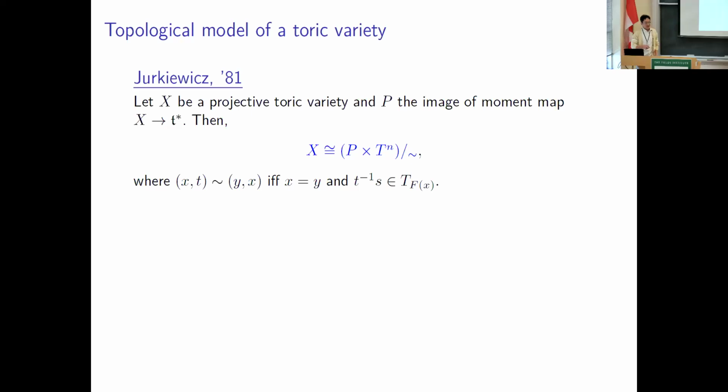So this is probably Tao Gong's talk. He already introduced the topological model of the toric variety. So if you have a projective toric variety, and P is the image of the moment map, then whatever the variety is, the underlying topological space can be constructed in this format: P times torus modulo a relation.